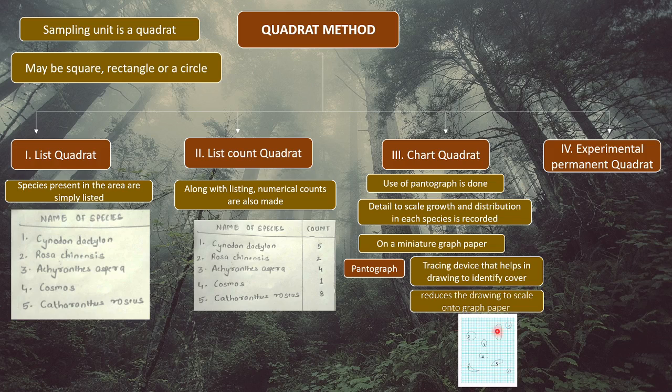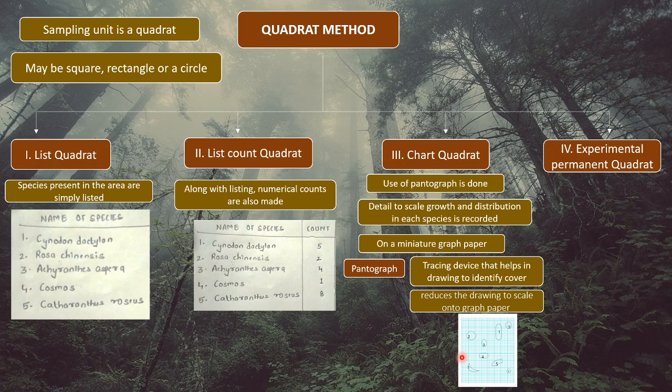So like this you can draw the cover of the species. For example, this is the area covered by species 1. For us species 1 is Cynodon dactylon. So I can show a patch of species 1. Similarly species 2 is present here, species 3 is present here, species 4 is present here. Likewise species 5, which is Catharanthus, is present in 2 patches, and in this way a chart quadrat can be prepared to identify the cover of the species.